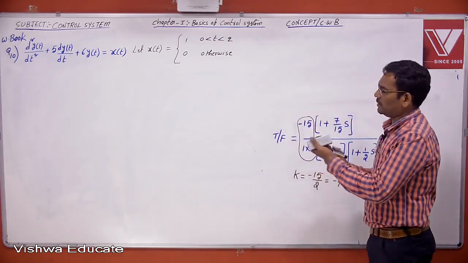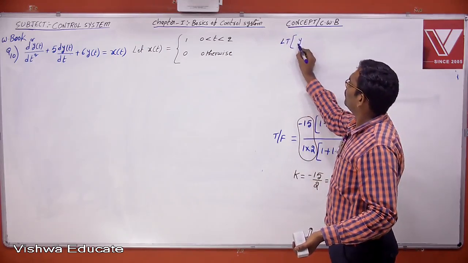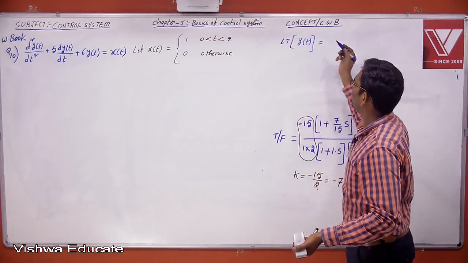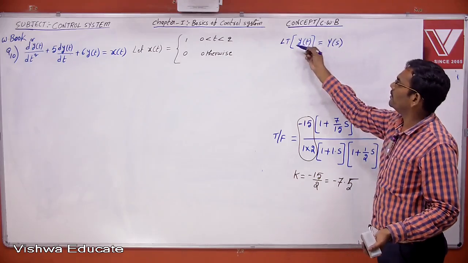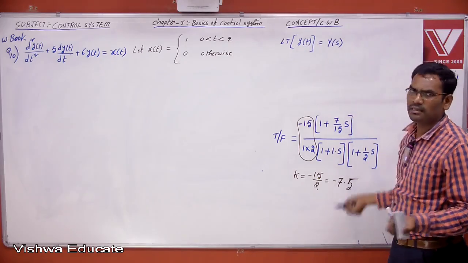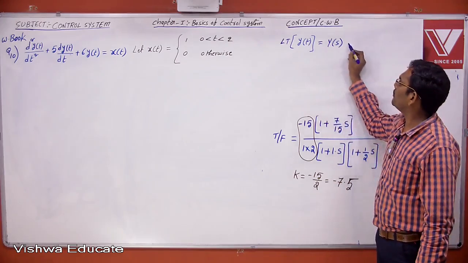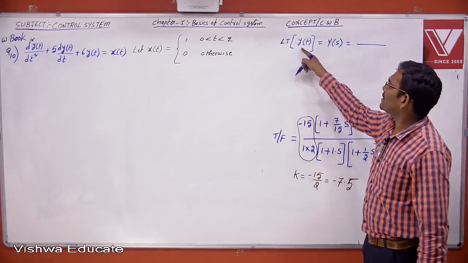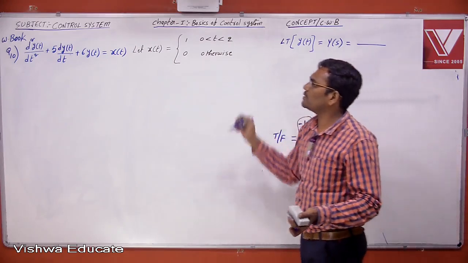Now what he is asking is, Laplace transformation of y of t means what? Laplace transformation of y of t is nothing but Y of s only. To cause confusion, he is giving Laplace transformation of y of t is dash. That is the question. So Laplace transformation of y of t means Y of s. Y of s is how much? Then you apply here.